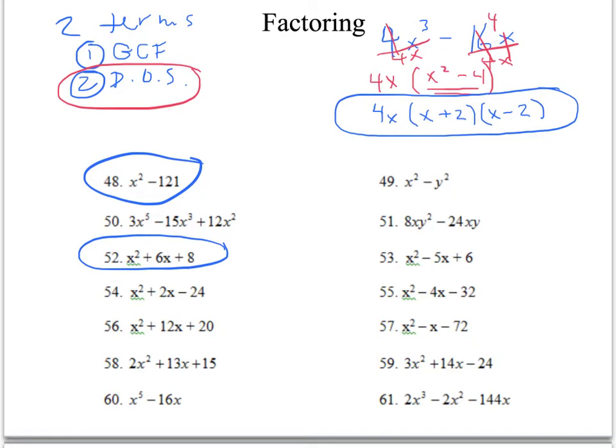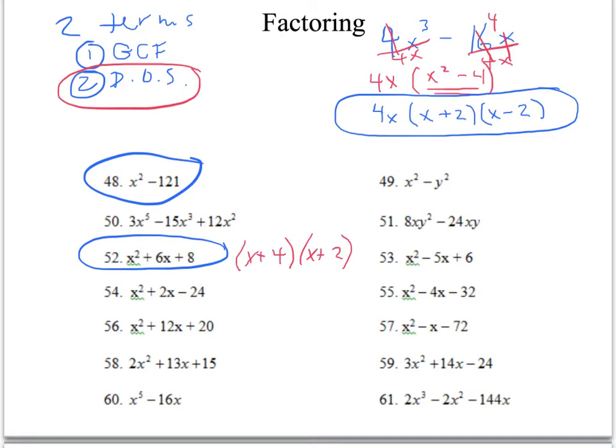Now, if there's a problem that has 3 terms in it, like number 52, we call that a quadratic. We are going to get our 2 sets of parentheses and start with an x and an x, because x times x gives us x squared. And then we're going to focus on the 8. What numbers multiply together to give you 8 that also add up to 6? 4 times 2 is 8. And if you take positive 4 plus 2, you get your 6 in the middle.